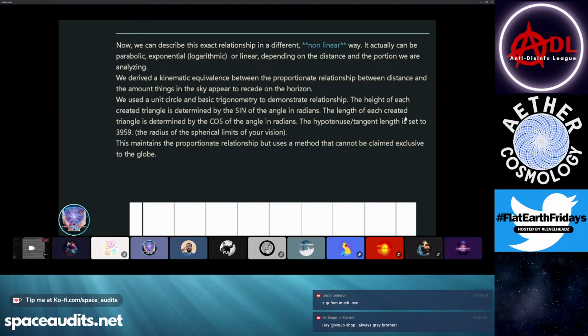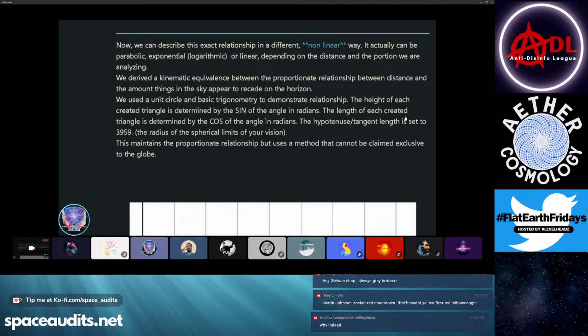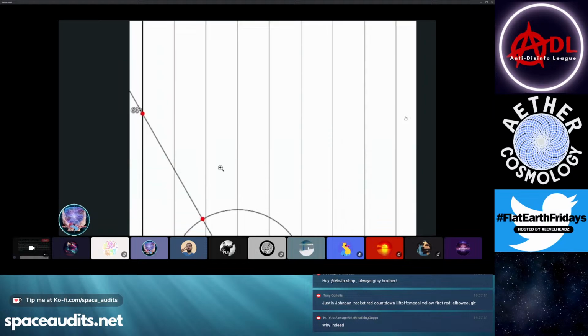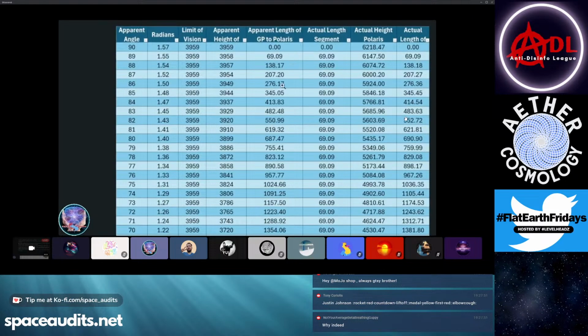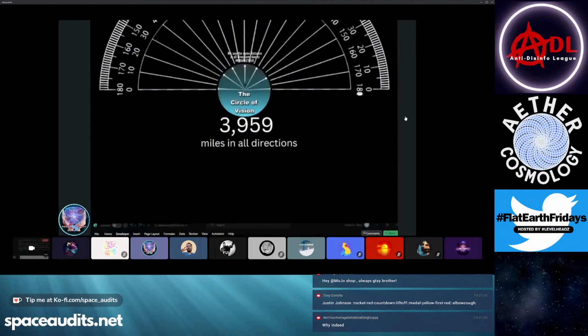The few globers who I brought this to before presenting it, I had asked at the end of the argument, can you now claim that 69 miles per degree is exclusive? And they both answered with a no, yes answer, right? So they just went off into nonsense to try and claim some other things. But again, here's the data. Here's how we derived it, right? It's just basic all the way through.